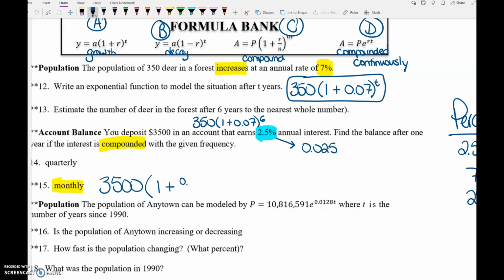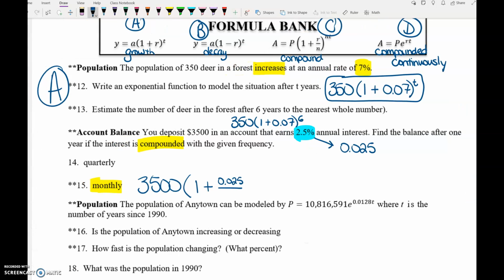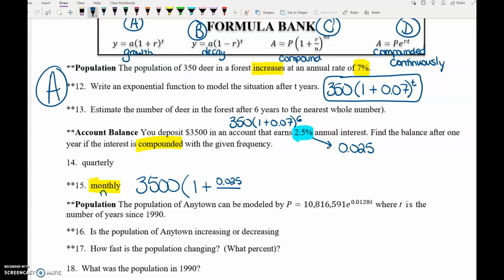So 1 plus 0.025 divided by n. N comes from the monthly, so that's 12. Raised to the nt, 12 times the number of years. In this case, it is 1 year. It will not be 1 year on the test. It will be something like, I don't know, 10 maybe? Possibly. You know. And then you just plug and chug.